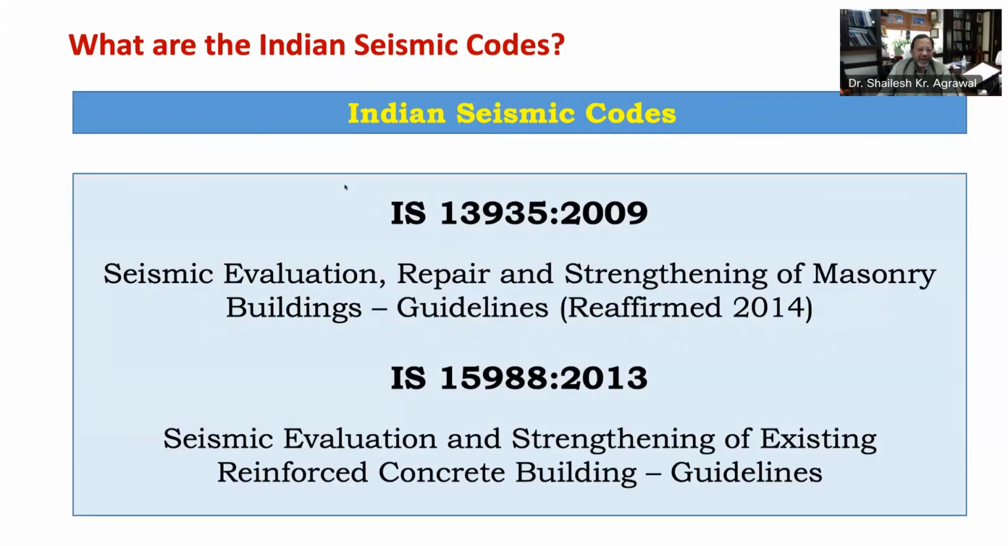IS 13935 and IS 15988. These guidelines cover general principles of seismic strengthening, selection of materials, and techniques for repair, seismic strengthening of masonry, and reinforced concrete buildings. Some guidelines are also laid down for non-structural and architectural components of buildings. Earlier, there was only one code, that is IS 13935, covering both types of buildings, but now this code is split into two, that is 13935 and 15988, covering masonry and reinforced concrete buildings separately.